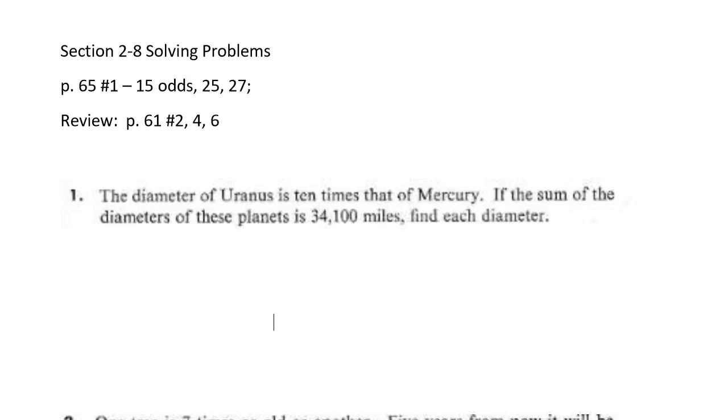Here's the solution for number 1. The diameter of the planet Uranus is 10 times that of Mercury. If the sum of the diameters of the planets is 34,100 miles, find each diameter.